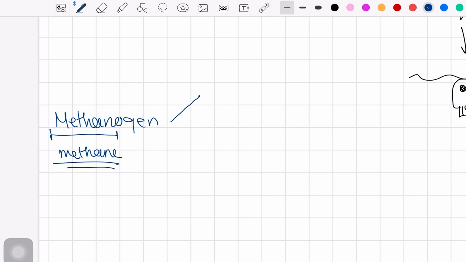So where can you find methanogens? You can find them in the guts of bacteria. You can find them in waterlogged areas. You can find them in other different conditions. And they're going to be converting some compounds into methane.